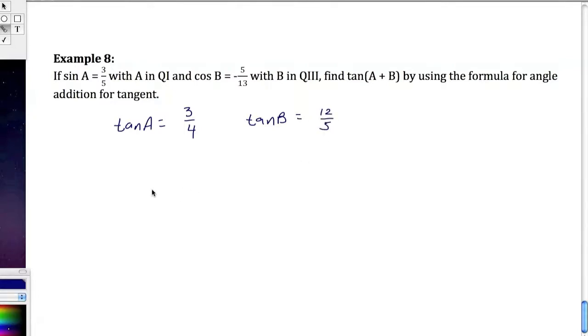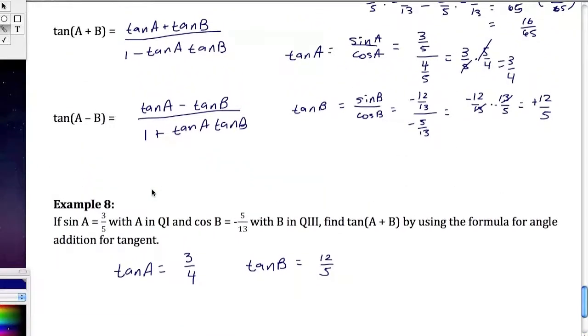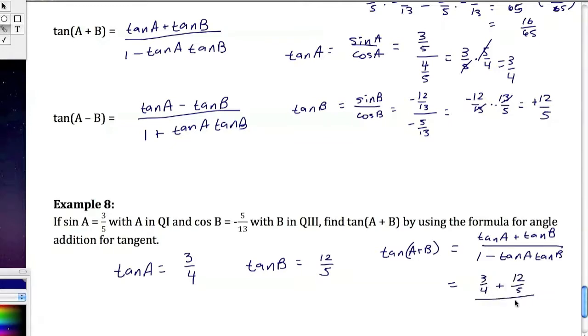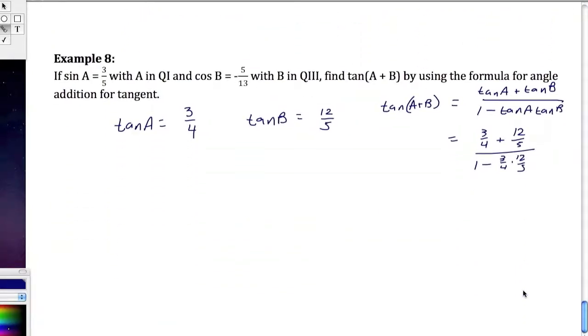Now, my formulas. I know I'm scrolling back and forth on you guys. Let's keep it right here. We're going to find tangent of A plus B. Tangent A plus B is going to be equal to tangent of A plus tangent of B over 1 minus tangent A, tangent B. This is plug and chug right here, guys. Tangent of A, 3 over 4 plus 12 over 5 over 1 minus 3 over 4 times 12 over 5. Now that I have it rewritten, I'm going to scroll down, give myself some room.